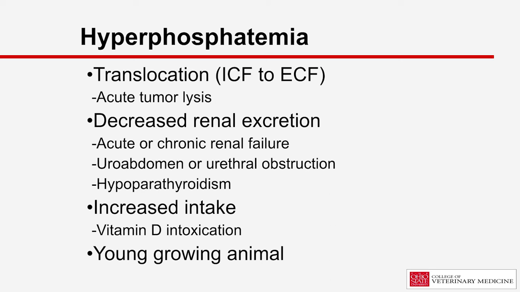Intake is oral, and excretion is going to be through the kidneys, so anything that affects renal excretion of phosphorus: renal failure of acute or chronic nature, uroabdomen, where you're releasing phosphate-rich urine into the abdomen and reabsorbing it, or obstruction where it can't get out, or hypoparathyroidism, where you don't have enough PTH, which normally helps the body get rid of phosphate in the urine, so it might be retained a bit and get hyperphosphatemic. Increased intake, like vitamin D intoxication.